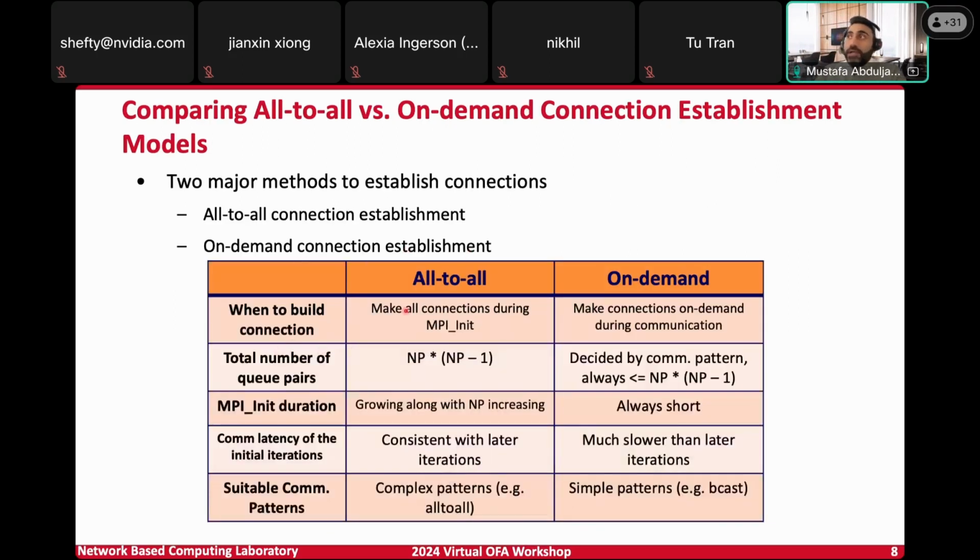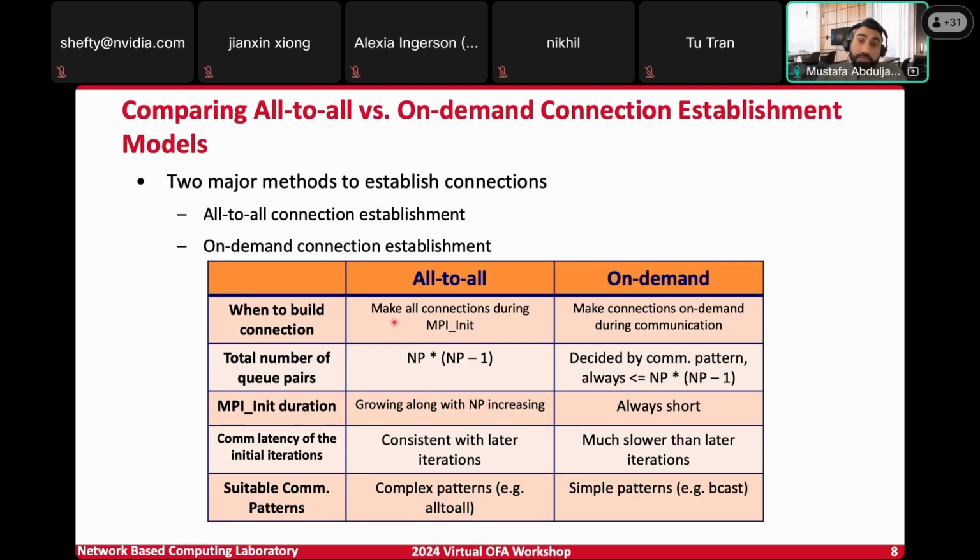In general, this is a detailed comparison of the all-to-all and on-demand connection establishment. As I just indicated, the all-to-all establishment should happen at initialization time between all of the ranks participating in the communication world for MPI. Whereas for on-demand, it just happens during the communication phase, or the communication setup preceding the underlying communication construct. So in terms of the number of QPs, we're looking at NP multiplied by NP minus 1, where NP indicates the number of MPI ranks. But for on-demand, it's upper bounded by that number, so it's not always equal to that. It depends on the requirements of the communication.